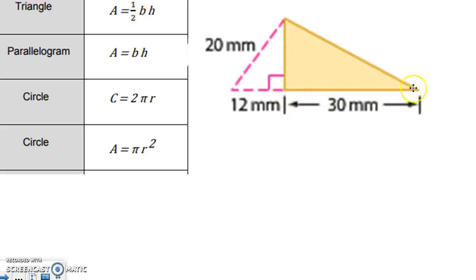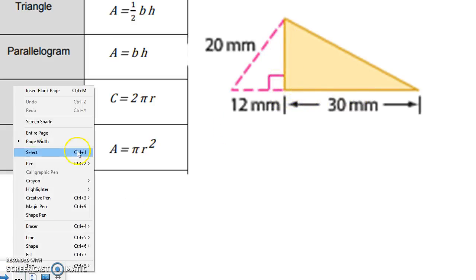The height of your shape and your base are perpendicular to each other. So don't always think the base is on the bottom. It is if the triangle or whatever the shape may be is positioned in that fashion, but I could rotate this shape clockwise or counterclockwise and the base would now be on the side. So the way I always think about it is the base and the height are perpendicular. They're going to form a right angle.